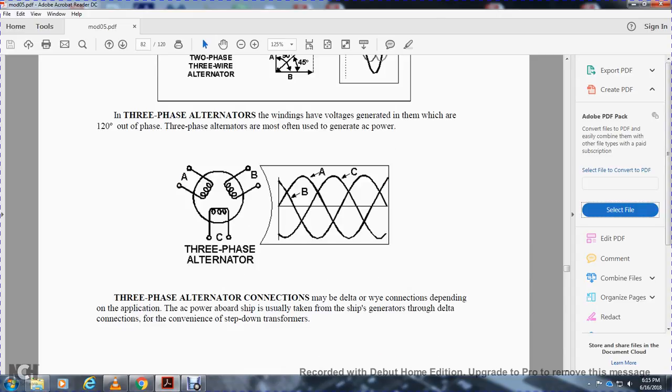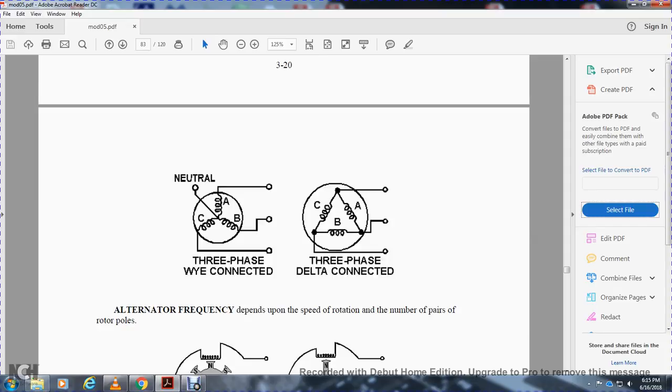Three-phase alternator connections may be delta or Y connections, depending on the application. Delta connection is convenient for step-down transformers. Showing the neutral: three-phase Y connected, three-phase delta connected.